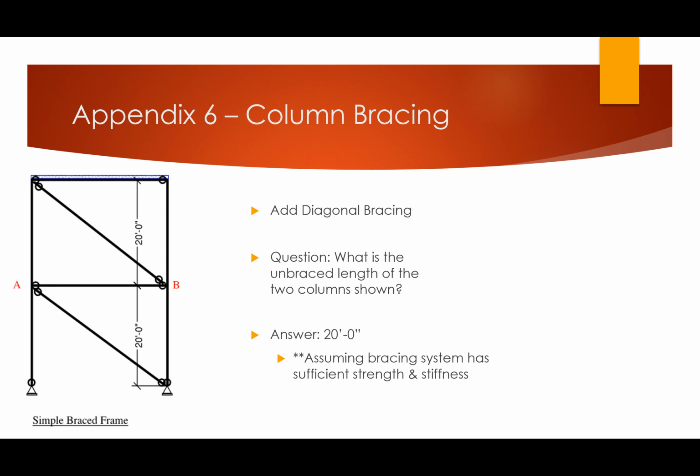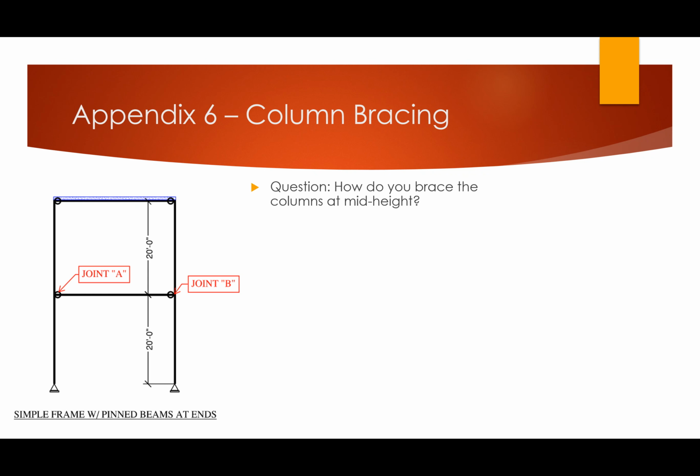There's a caveat there. You are assuming that the bracing system has sufficient strength and stiffness. So the diagonals, as well as your horizontal strut, and all of the connections, as long as all of those meet the requirements given in Appendix 6, you will have a braced column. And we're going to go into more detail and show you exactly why that is the case. Okay.